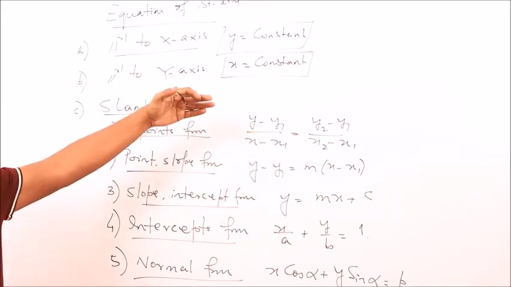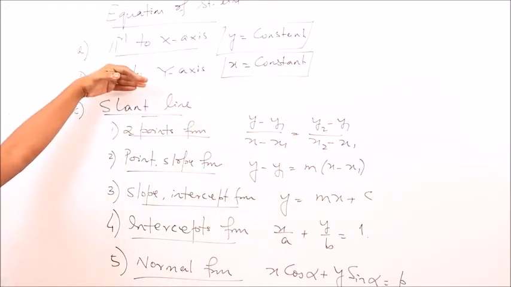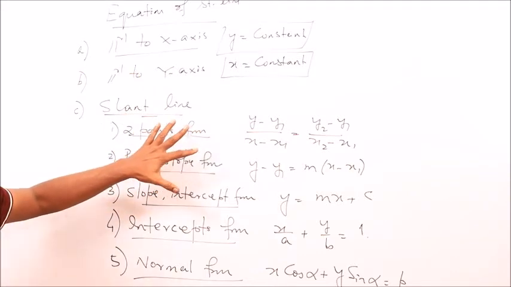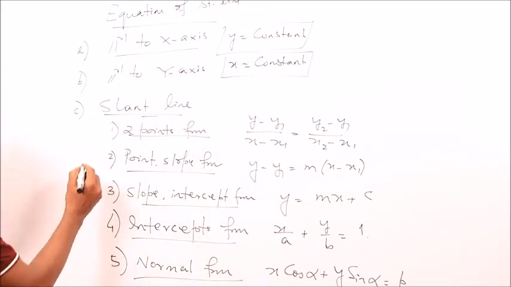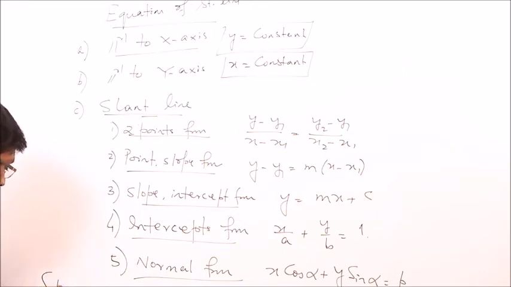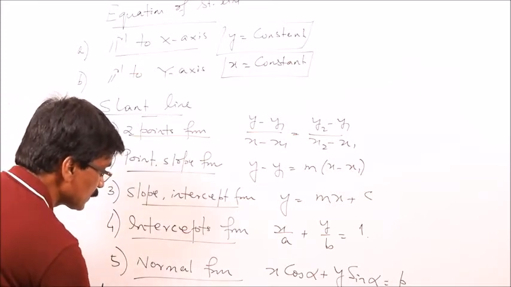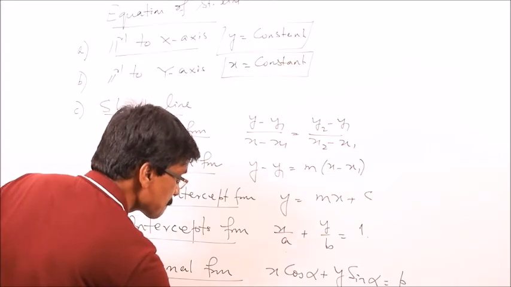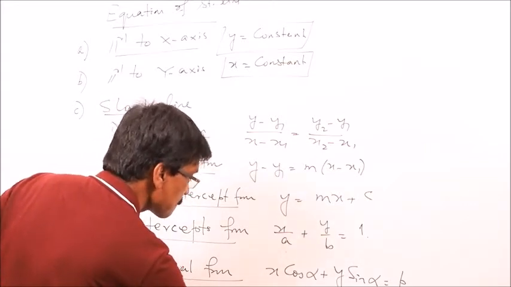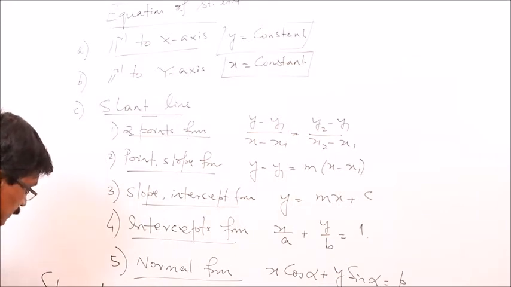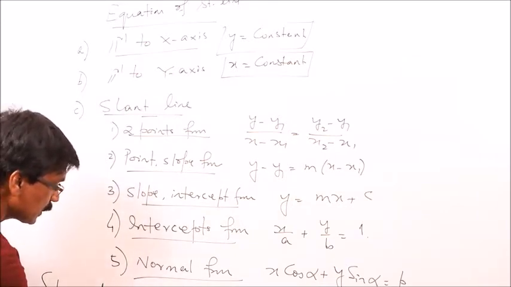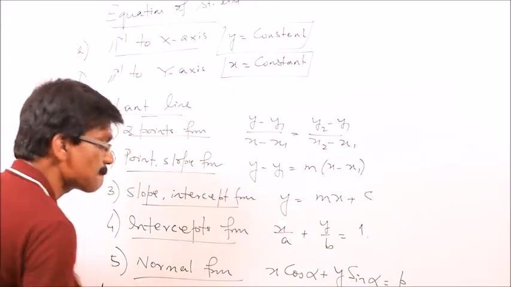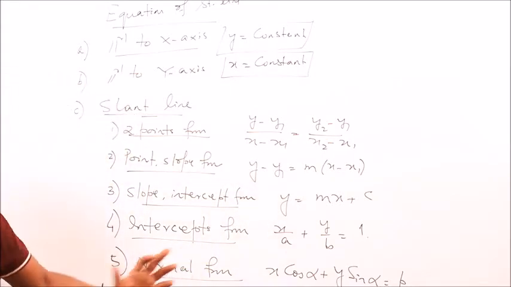So whatever may be the equation of a straight line, either it is parallel to a coordinate axis or it is a slant line. So we conclude that a straight line is a linear or first degree equation in x and y. So a straight line is a first degree equation in x and y.